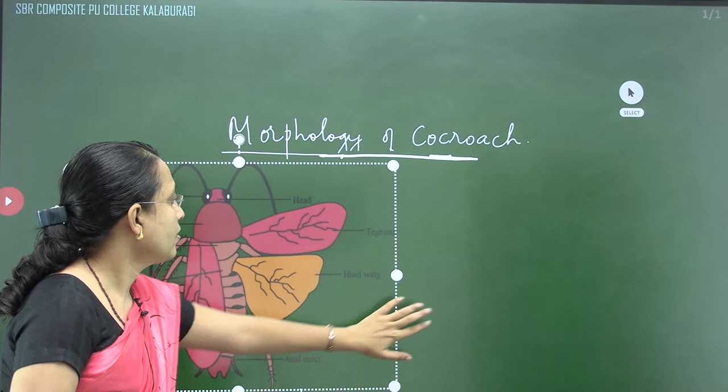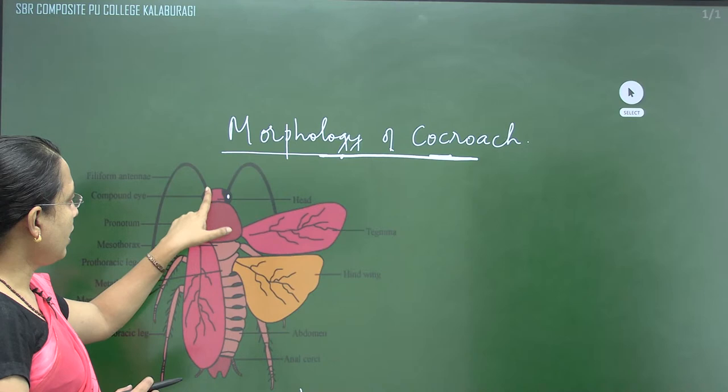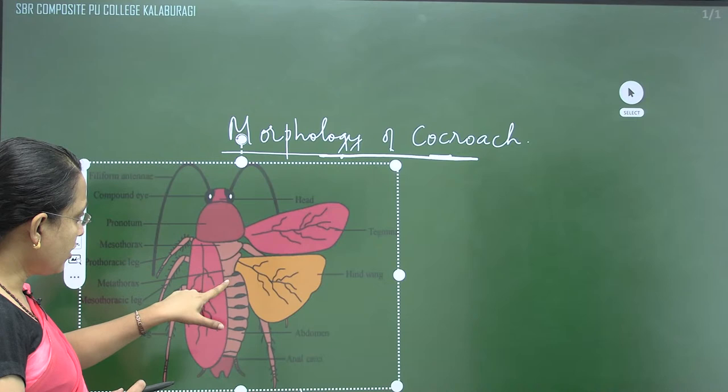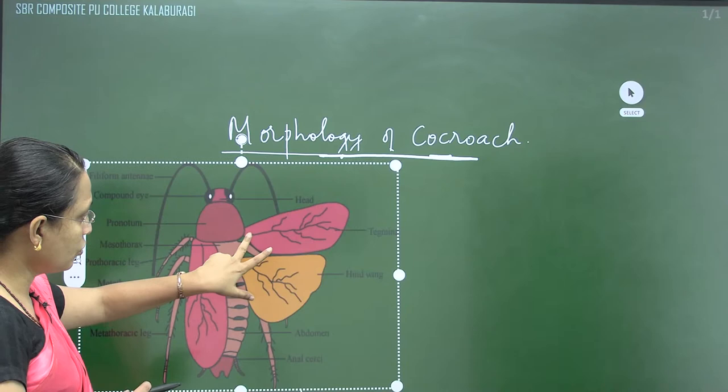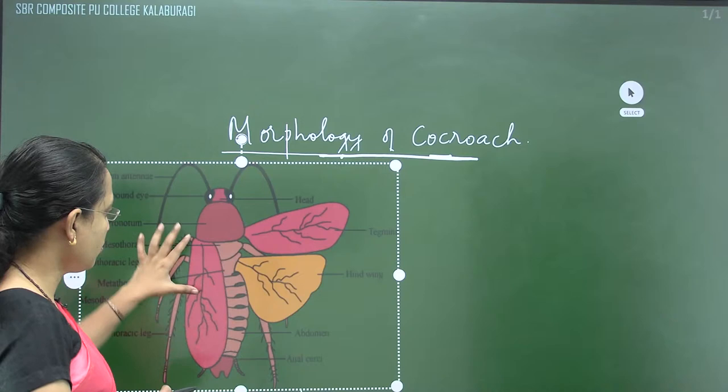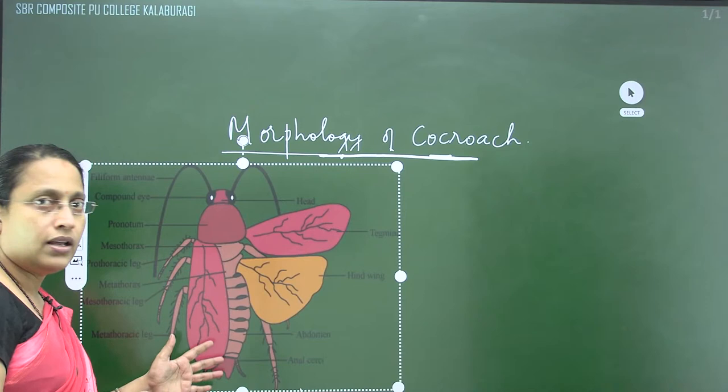This is the compound eye and the antenna. This is the thoracic region, and this is going to be the abdominal region. To the thoracic region, two pairs of wings will be attached here. Actually, this wing should be more near this side. That is the mesothorax region. So these two pairs of wings and three pairs of legs, or a total of six legs, are attached to the thoracic region. And this is going to be the abdominal region. Okay, abdominal region I'm going to explain.